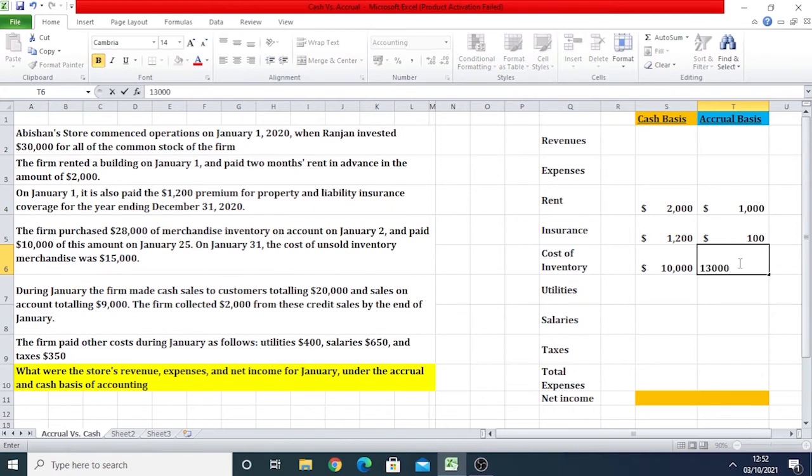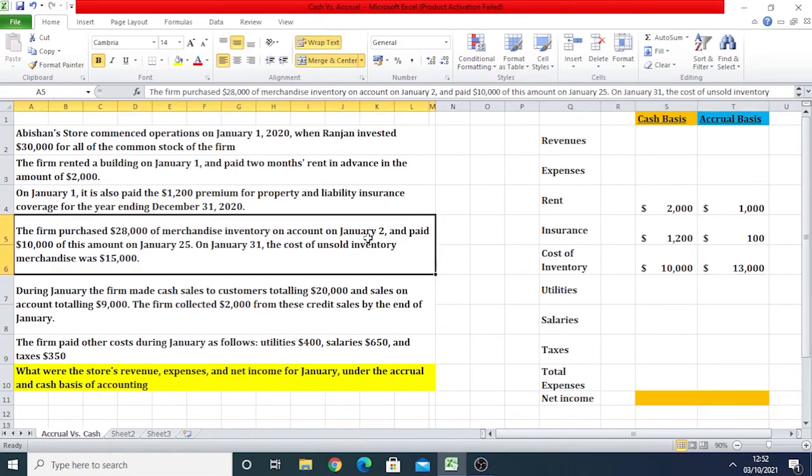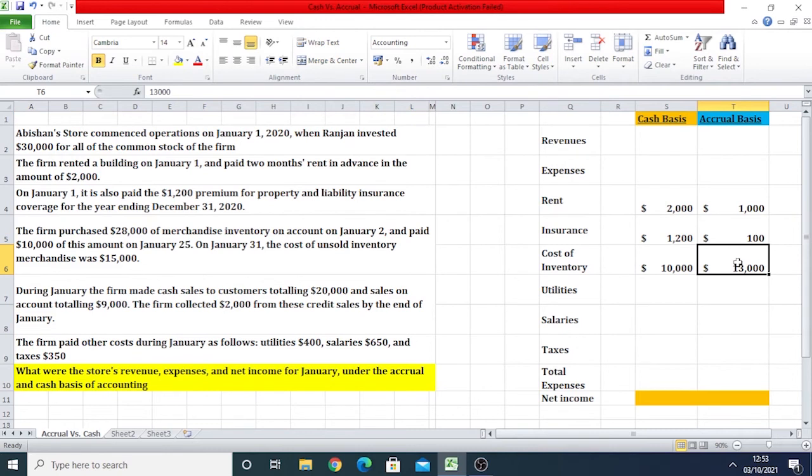Let me tell you why. The business purchased $28,000 on January 2nd. The cost of unsold inventory was $15,000. Therefore, the difference between the two, $13,000, will be the cost of merchandise inventory sold.